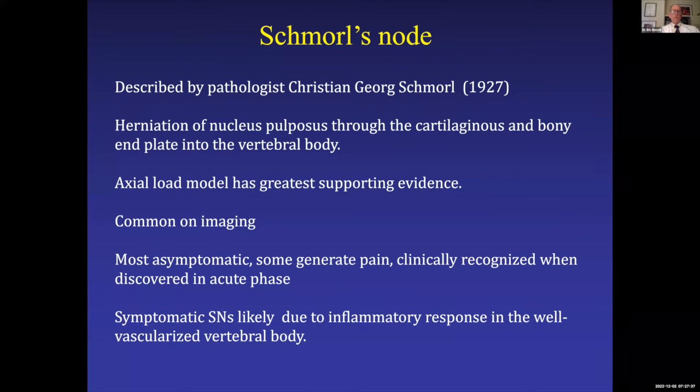Schmorl's nodes. So initially described by a pathologist, Christian Georg Schmorl, a German pathologist in 1927, as the herniation of a nucleus through the cartilaginous and bony end plate into the vertebral body. It's thought maybe axial loading causes these.